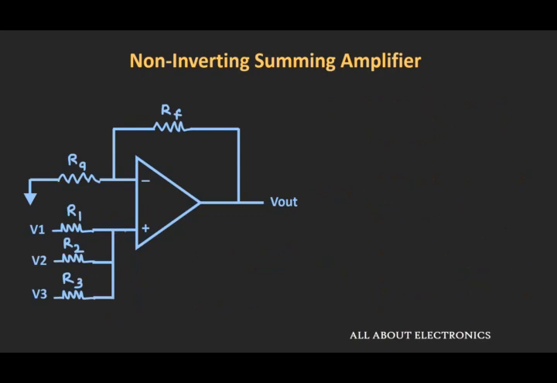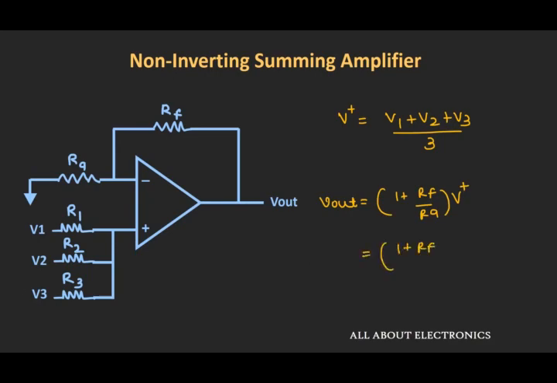So in short, when R1, R2 and R3 are equal, in that case, the V plus will be equal to (V1 plus V2 plus V3) divided by 3. And the output voltage Vout will be equal to 1 plus RF divided by RA times this V plus. Or we can say that 1 plus RF divided by RA times this (V1 plus V2 plus V3) divided by 3.